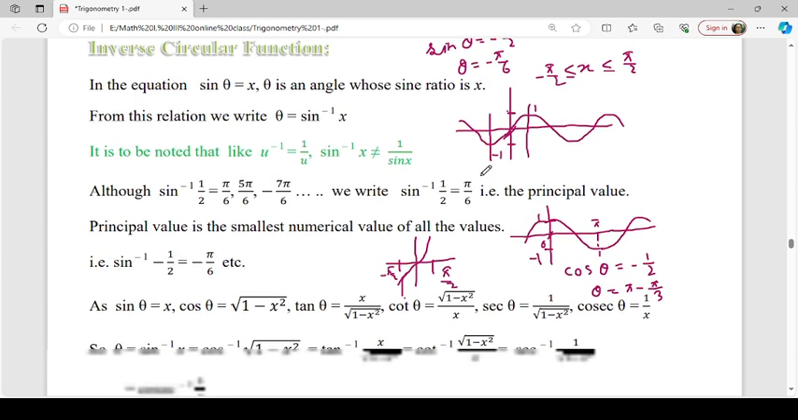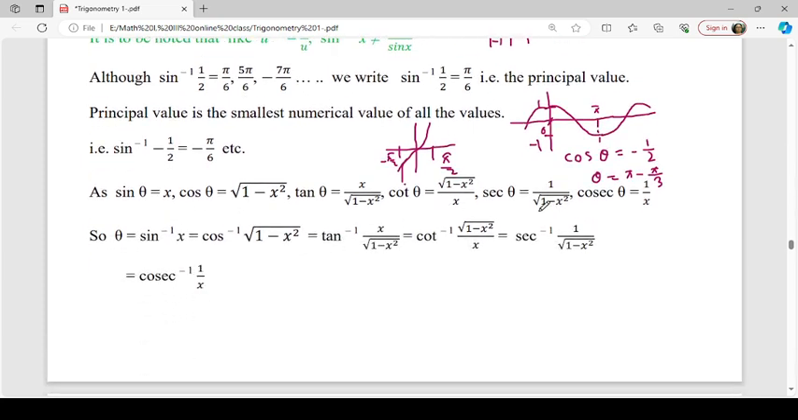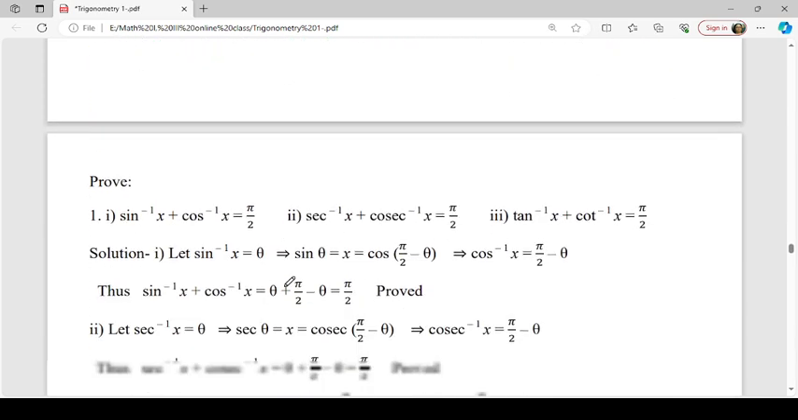Next, these are the relations. Sin theta is x, then cos theta is this, so theta is sin inverse x. The same theta is for cosine, this is cos inverse, this is tan inverse, this one is cot inverse. So these are the relations, and from these we derive all this. Cosec theta is 1 by x, so theta is cosec inverse 1 by x.